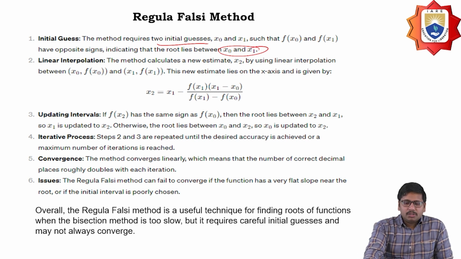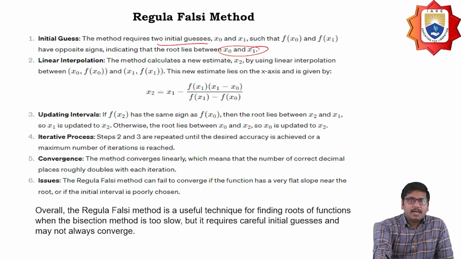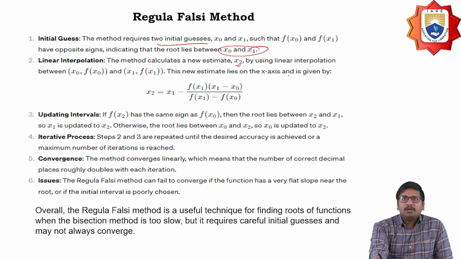This Regula Falsi method has some assumptions or initial guesses, x0 and x1, such that f of x0 and f of x1 have opposite signs, indicating that the root lies between x0 and x1. Then comes linear interpolation. This method calculates a new estimate x2 by using linear interpolation between x0, f of x0 and x1, f of x1.